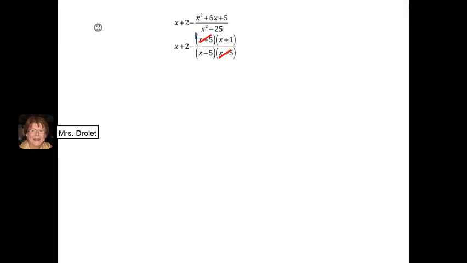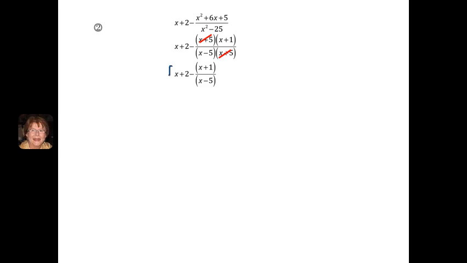Notice in this one rational expression, it's got to be in the same rational expression, if you see that you have identical factors, you can eliminate them. So you've made your problem a little simpler. You now have x plus 2 minus a rational expression. The next step, you're subtracting, that means you must have a common denominator.